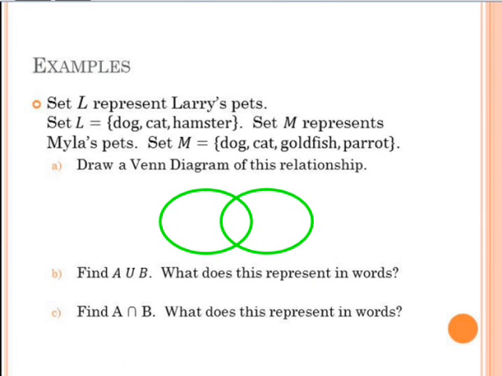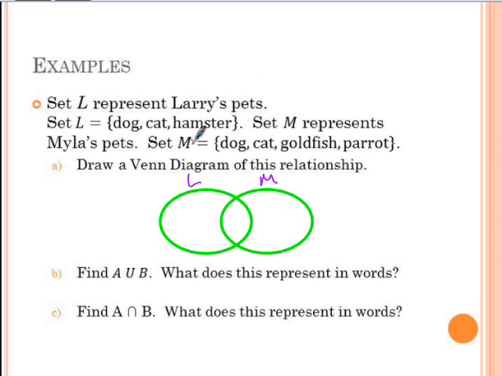So set L represents Larry's pets. Set L is a dog, a cat, and a hamster. Set M represents Mila's pets. Set M is dog, cat, goldfish, and parrot. So we have L and M. All right, draw a Venn diagram of this relationship.